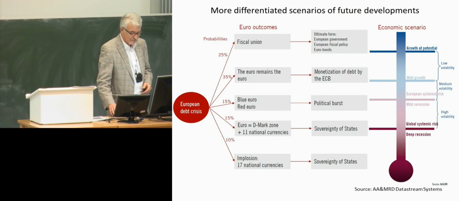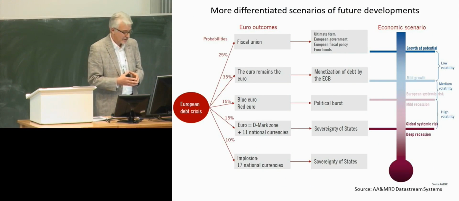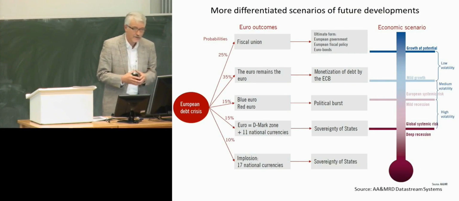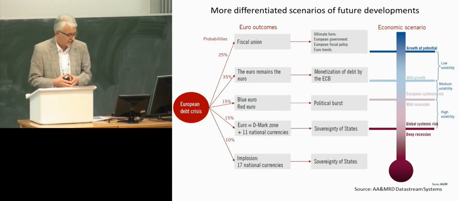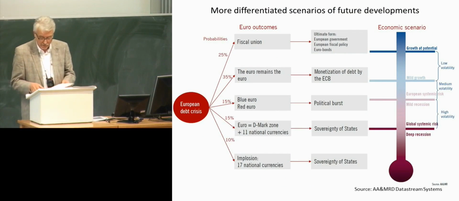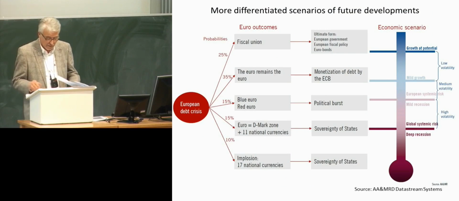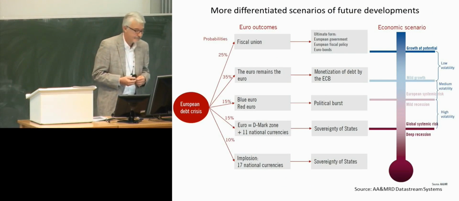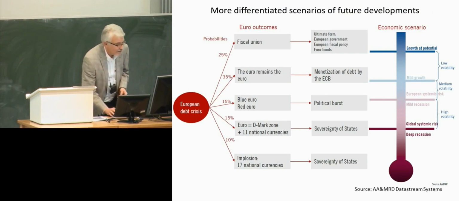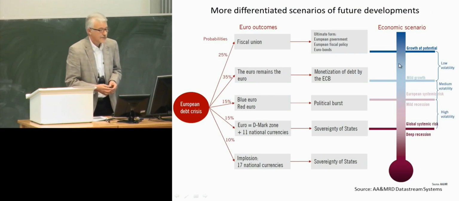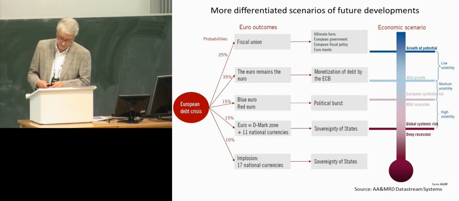And the last one that would cause a deep recession is an implosion of 17 national currencies. That means a breakdown of the whole European financial system with very severe consequences. So we will see. I think the most probable case is that, 35%, with relatively mild consequences.